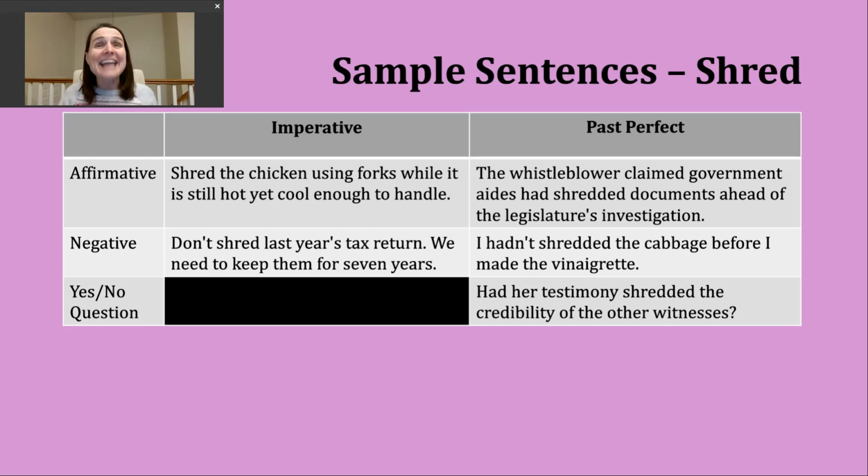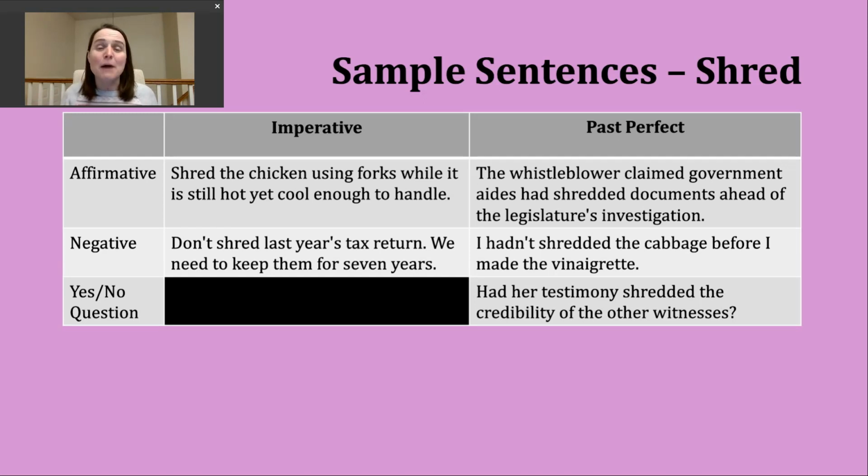Now, if I want to make a negative past perfect sentence, I'm going to have my subject, I'm going to use had, then not, and then the participle form of the verb. You might also hear the contraction hadn't. An example here: I hadn't shredded the cabbage before I made the vinaigrette. So here, again, someone might be talking about their steps, their process for making a particular dish.